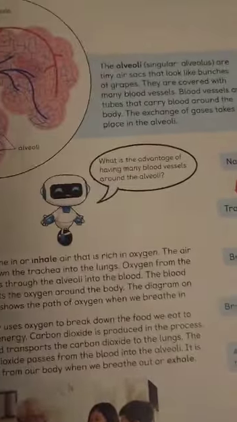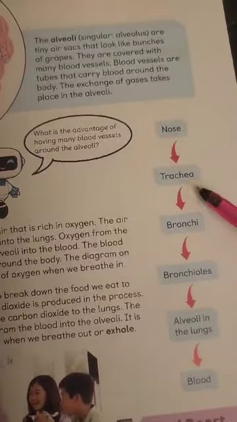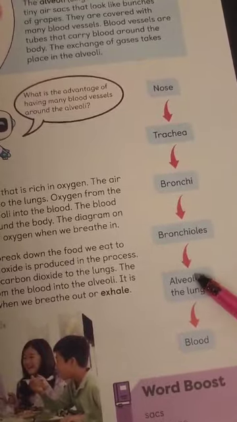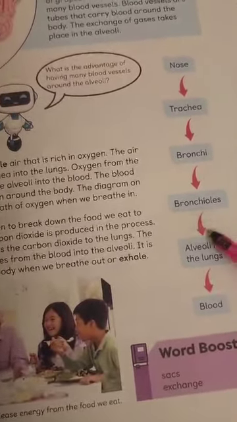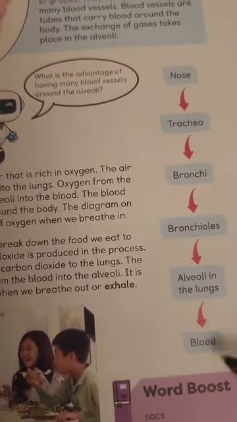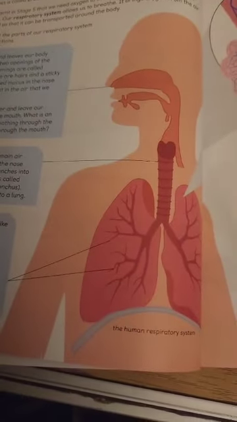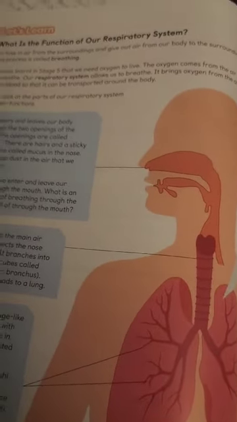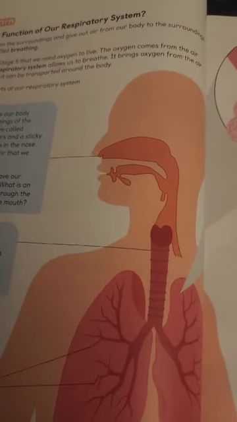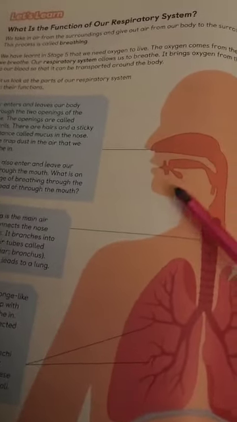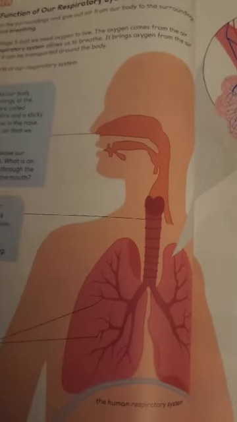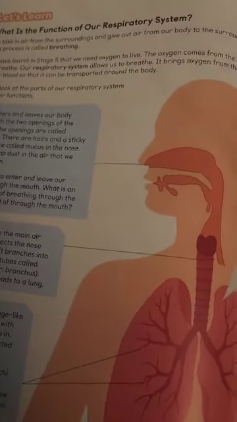So here we have the nose, trachea, bronchi, bronchioles, and alveoli. Then the air, or the oxygen, will move to the blood. This is the general idea. First of all, we have to know the general idea and the general organs, okay? After that, we will talk about each organ individually. But to make it easier for you, you have to know the main organs of the respiratory system.